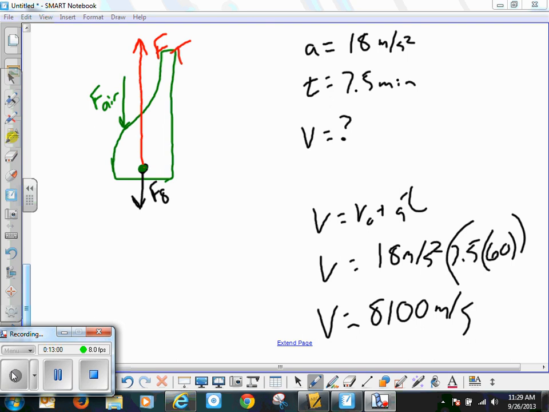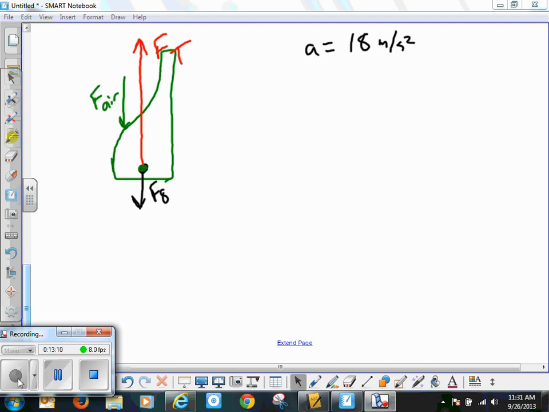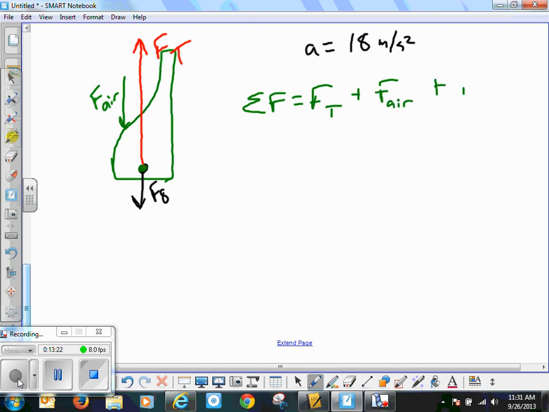Okay? So draw an equation that tells what the force of thrust is, and include as many numbers as you possibly can. Okay, so we have our summation of forces, and so we just have to put in all the forces. So we have the force of thrust, plus the force of air friction, plus the force of gravity.